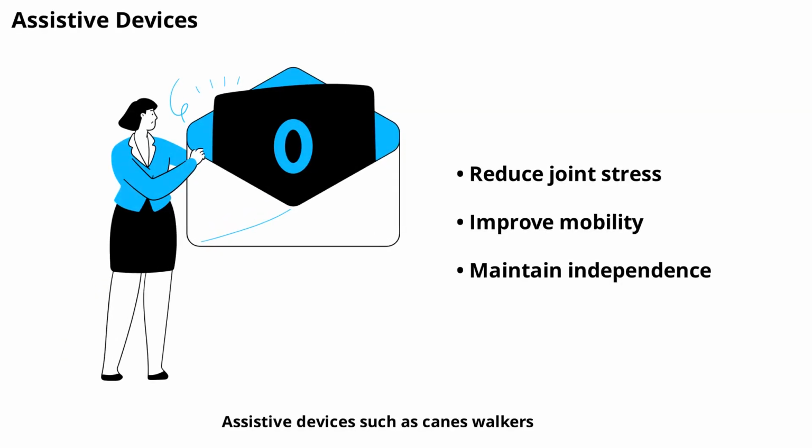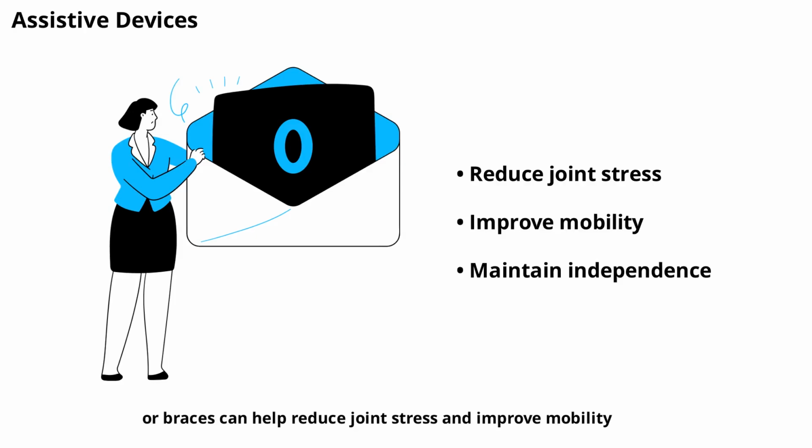Assistive devices such as canes, walkers, or braces can help reduce joint stress and improve mobility. These tools provide support, making it easier to perform daily activities and maintain independence. Using assistive devices early can prevent further joint damage and enhance quality of life.